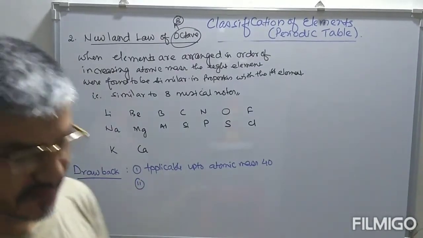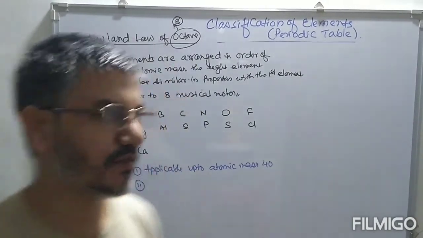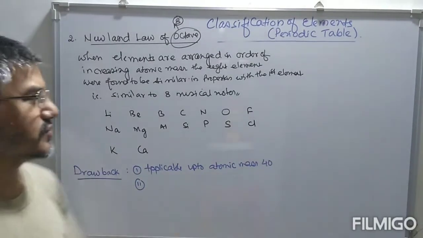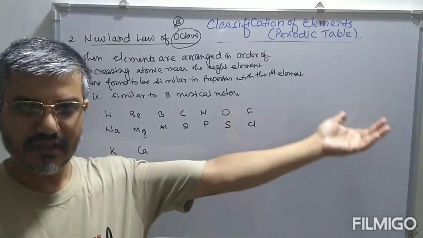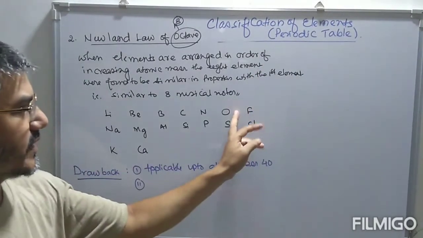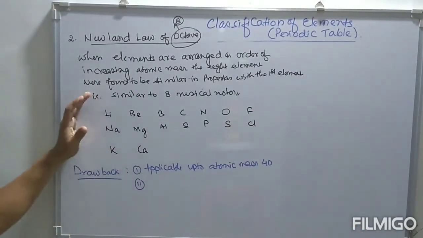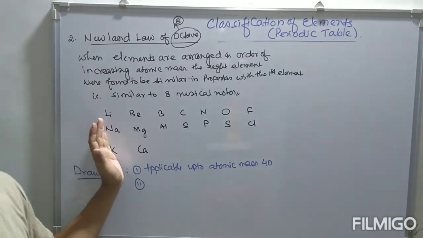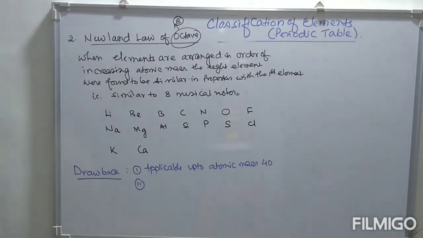Second limitation is this law of octave was given before the discovery of noble gas, but after the discovery of noble gas, this gets disturbed because look at it, after this we have the 17 group element that is fluorine, we have noble gas that is neon. So look at it, the 8th element is noble gas. So this was given before the discovery of noble gas, but after the discovery of noble gas, this gets disturbed.